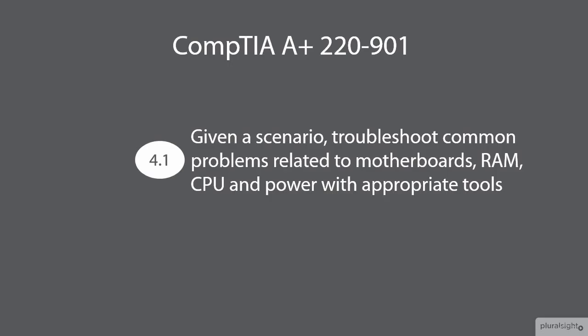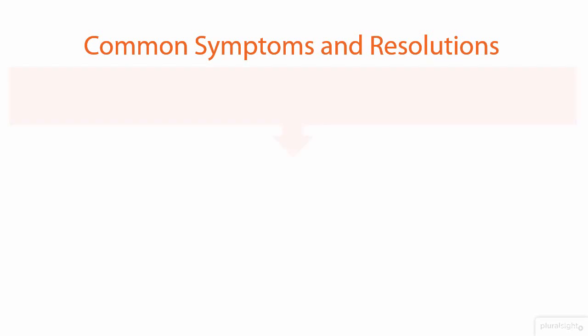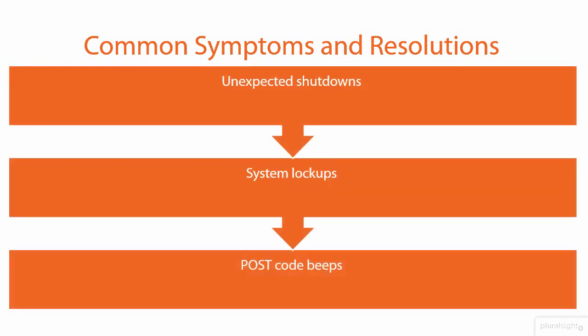Our specific CompTIA A+ 220-901 objective here is 4.1, which says, given a scenario, troubleshoot common problems related to motherboards, RAM, CPU, and power with appropriate tools. So we're not concerned just with the motherboard proper, but also those components that are directly connected to that motherboard. Common symptoms and resolutions. As I said, I'm going to give you a laundry list of a number of symptoms, all coming from the CompTIA blueprint, so you'll be very well prepared when you take your 901 exam to pass it.